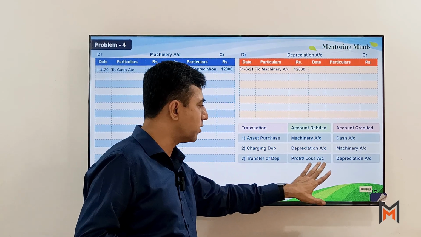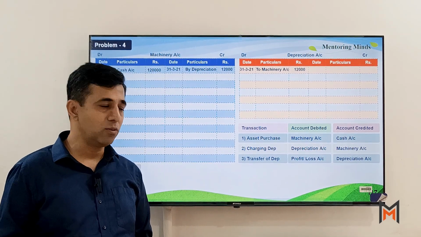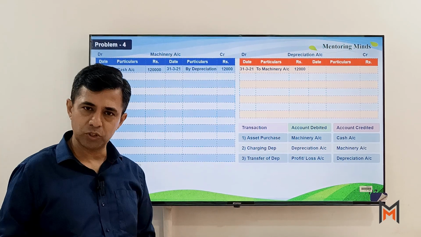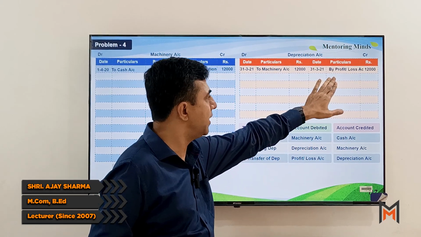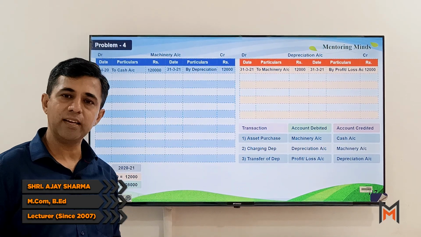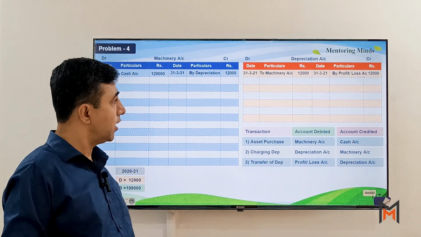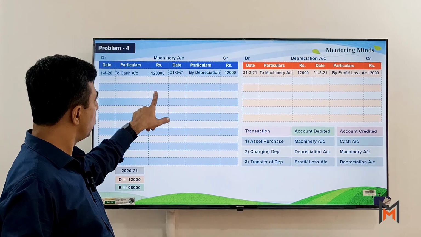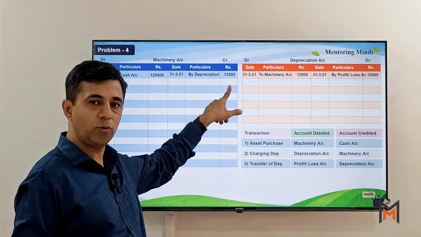So here profit and loss account debit to depreciation. Are we preparing profit and loss account? No sir. So we'll assume that we have done the posting in profit and loss. Here depreciation is credited. On credit side we'll write by profit and loss. So after transferring it to profit and loss account, now let's do the closing ceremony. So at the end of the year we are going to close the books of account. So debit side 1,20,000 and credit side 12,000.